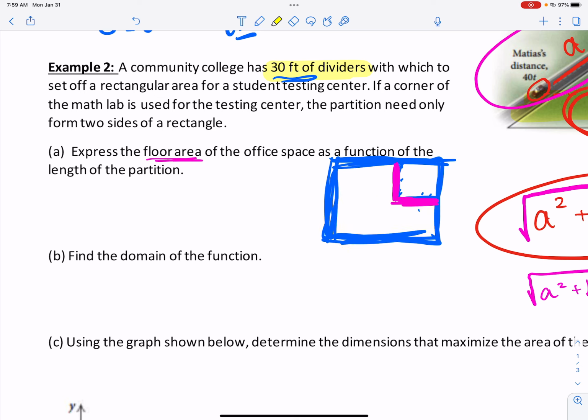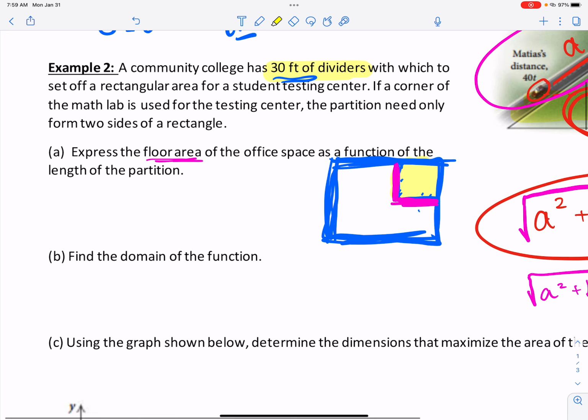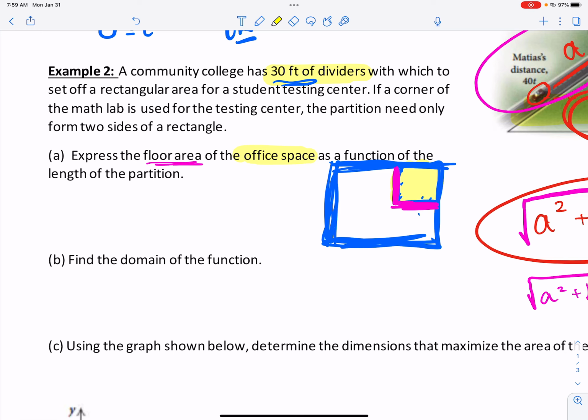Sorry, I think they're interested in this office space. My bad. Okay, the little testing center. I should have written testing center instead of office space, but it's okay.